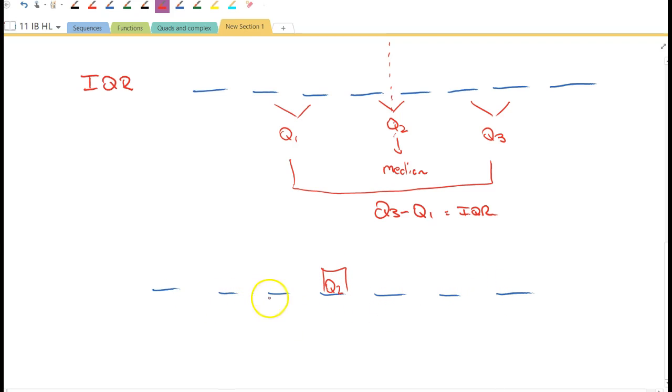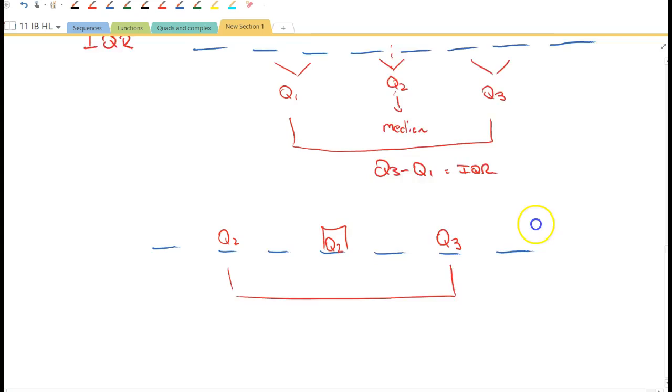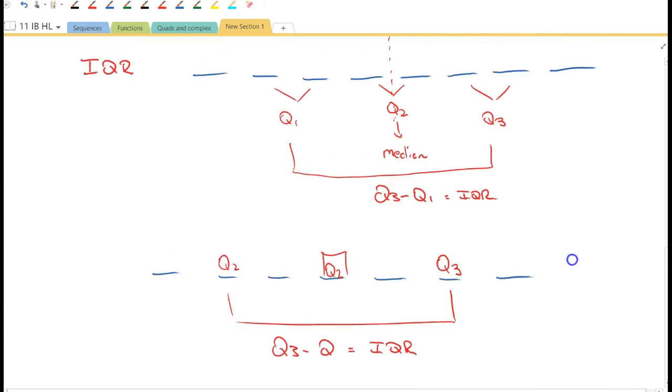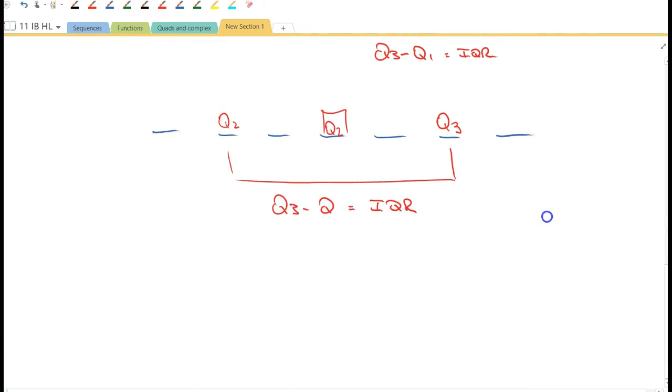I find the median of the lower half, and that's my Q1. My median of the upper half is my Q3. And so there's my quartiles, and Q3 minus Q1 is equal to my IQR. So that's how to figure out your IQR.